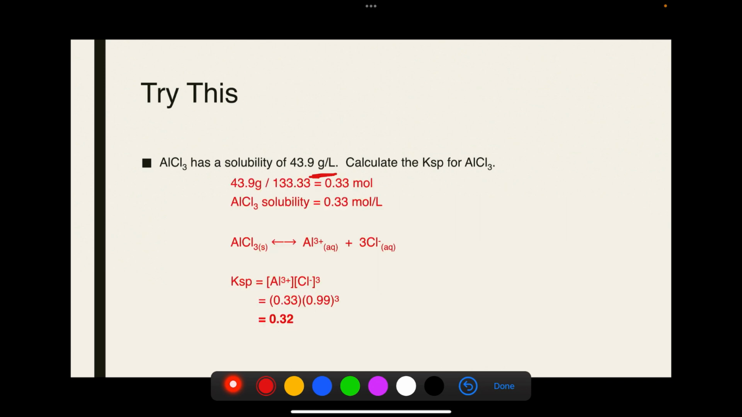Welcome back. Here's what you should have gotten. Notice I started by converting my grams per liter into moles per liter, so I had an actual concentration value to work with. Then I wrote my KSP expression.